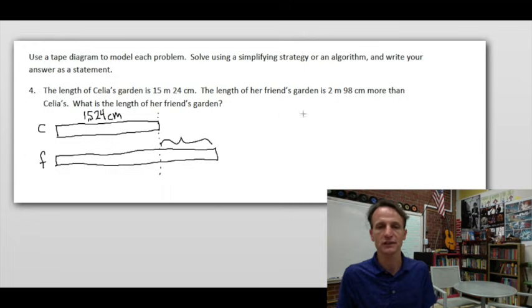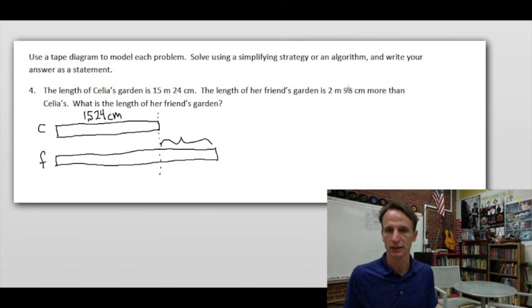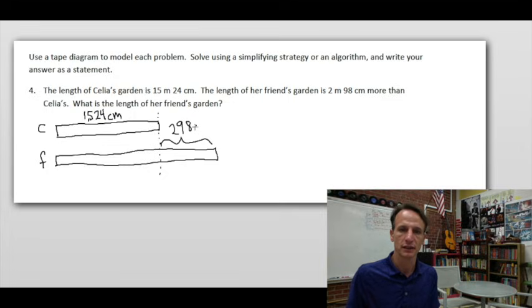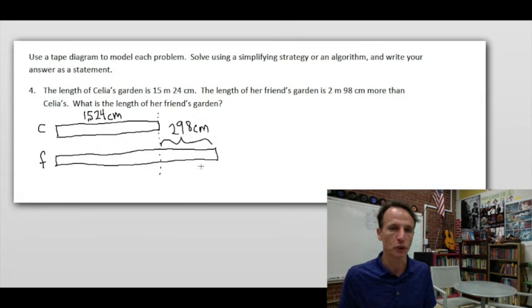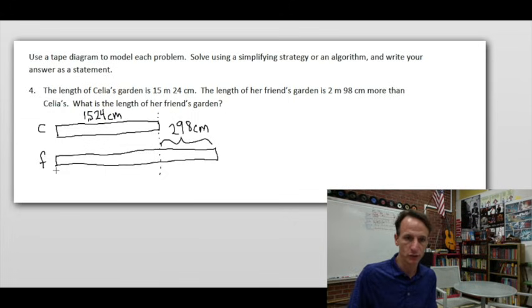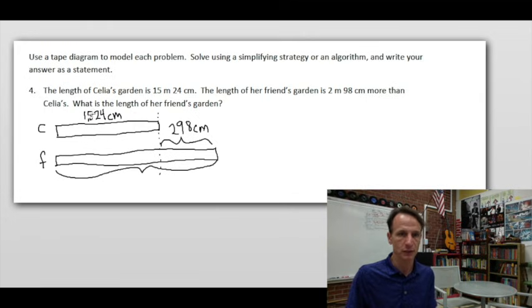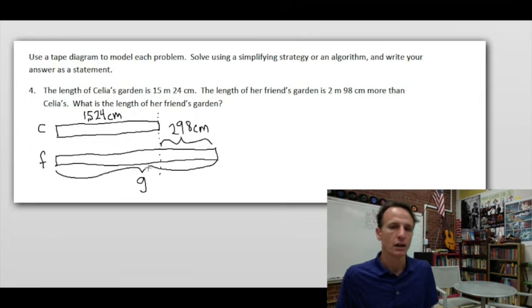And again, I'm going to go right to centimeters with that. 2 meters is 2 hundreds in centimeters, 200, and then the 98. So 298 centimeters is the difference. That's how much more it is. So obviously, what we're trying to find here is the full length of the friend's garden, and let's call that G for garden. We can see that it's going to be Celia's plus how much longer hers is.